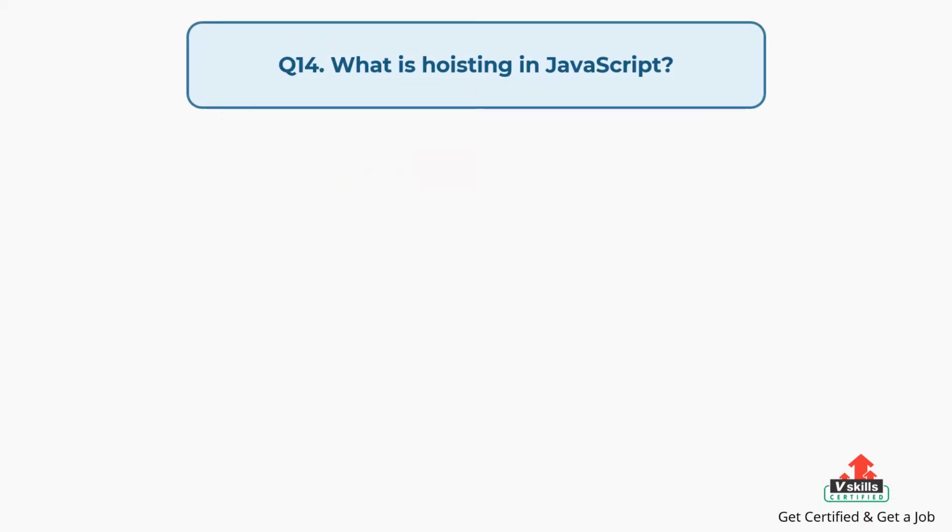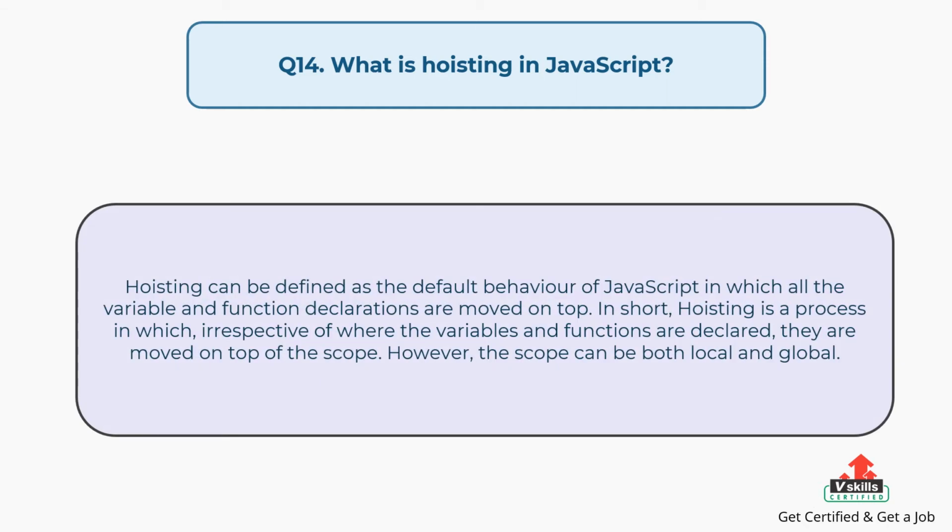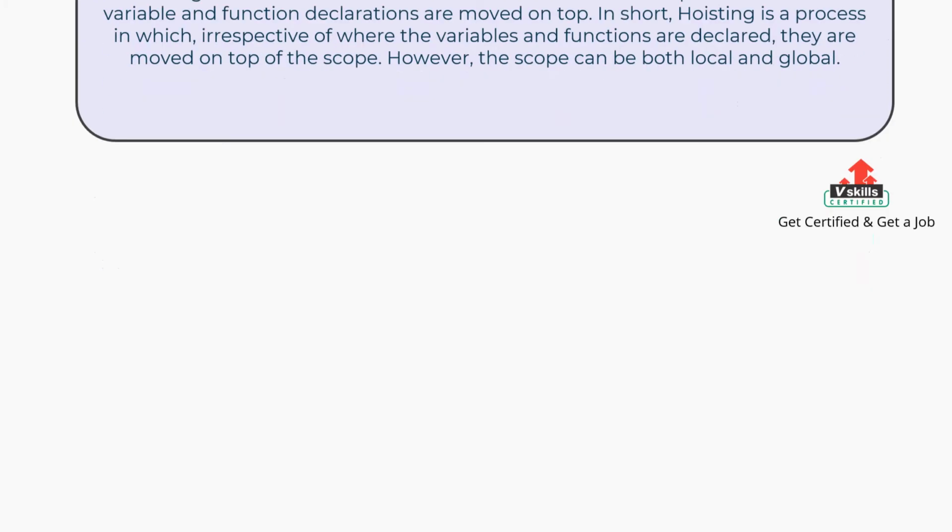Question number 14. What is hoisting in JavaScript? The answer is, hoisting can be defined as the default behavior of JavaScript in which all the variable and function declarations are moved on top. In short, hoisting is a process in which, irrespective of where the variables and functions are declared, they are moved on top of the scope. However, the scope can be both local and global.